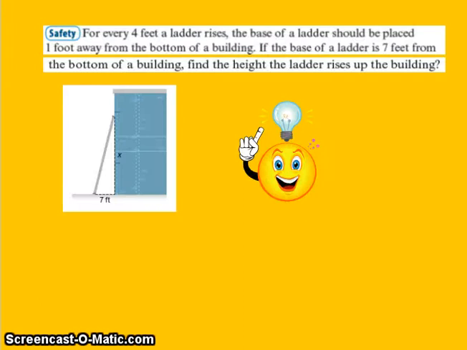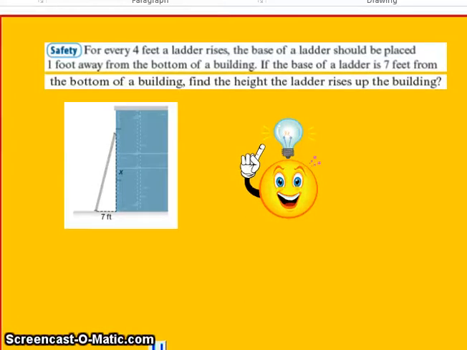Now, this is our final example, and this also needs to be in your notebook. For every 4 feet a ladder rises, the base of the ladder should be placed 1 foot away from the bottom of a building. If the base of a ladder is 7 feet from the bottom of the building, find the height the ladder rises up the building. Now they've already drawn a picture for us here. The base is 7 feet from the bottom of the building, and we want to know X right here, the height the ladder rises up the building.